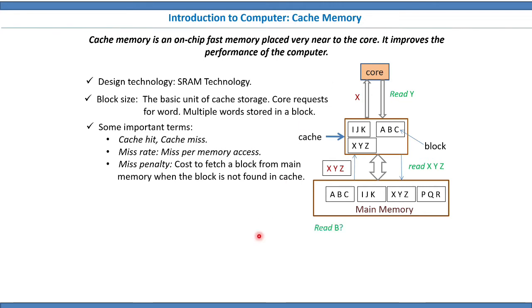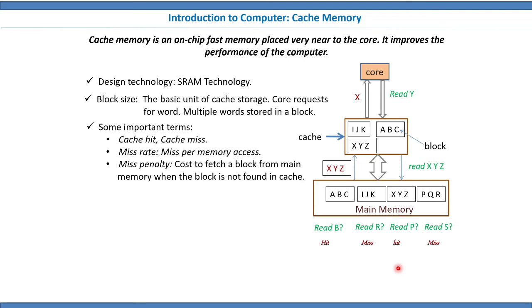Now if I go for some more requests, suppose next the core is requesting read b. Will read b be a hit or miss? Read b will be a hit here because the block is here. So read b is a hit. Read r will be a miss here, right? It will go here and fetch the entire block PQR, and store it here. So read r is a miss. What about read p? Read p will be a hit, because when there is a miss for r, the entire block is now placed in cache. So read p will be a hit here, and read s is again a miss.